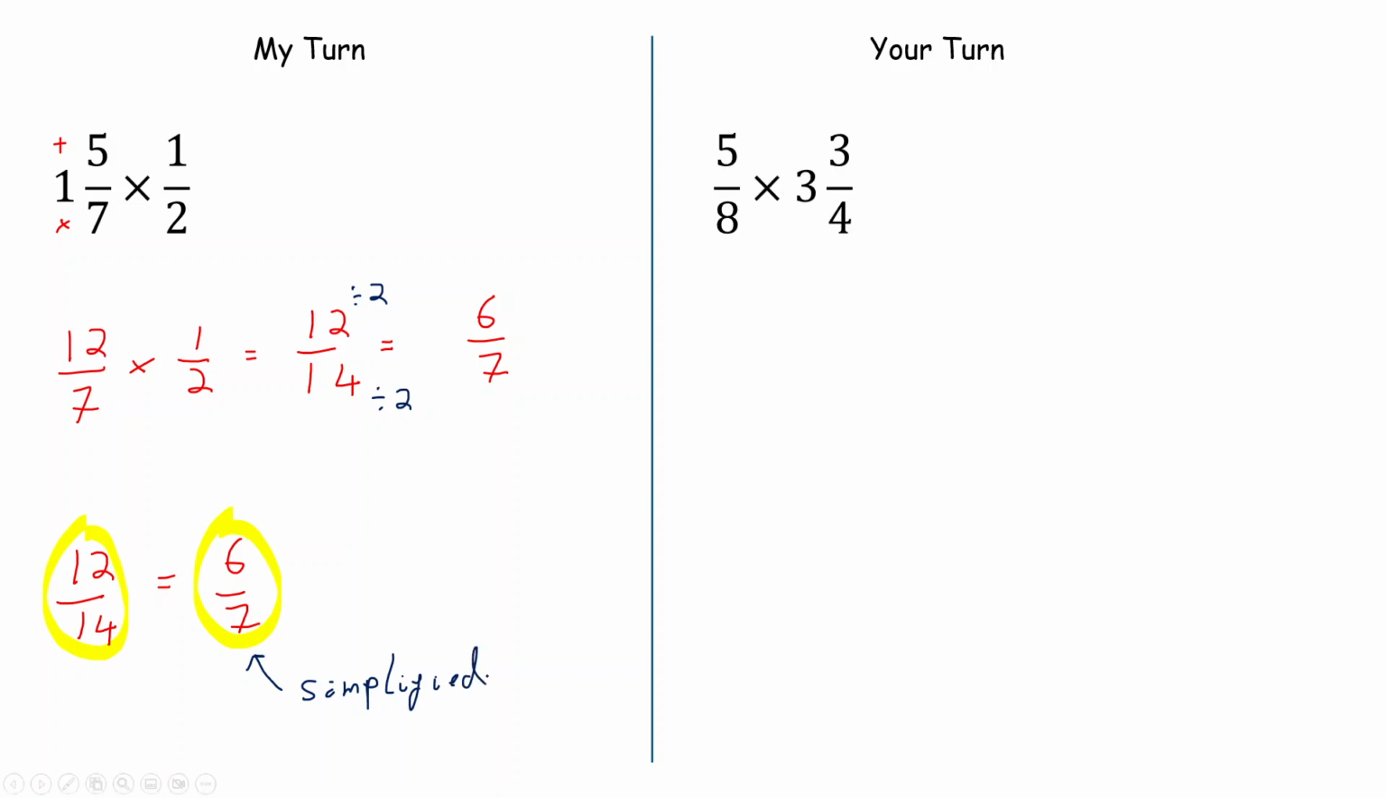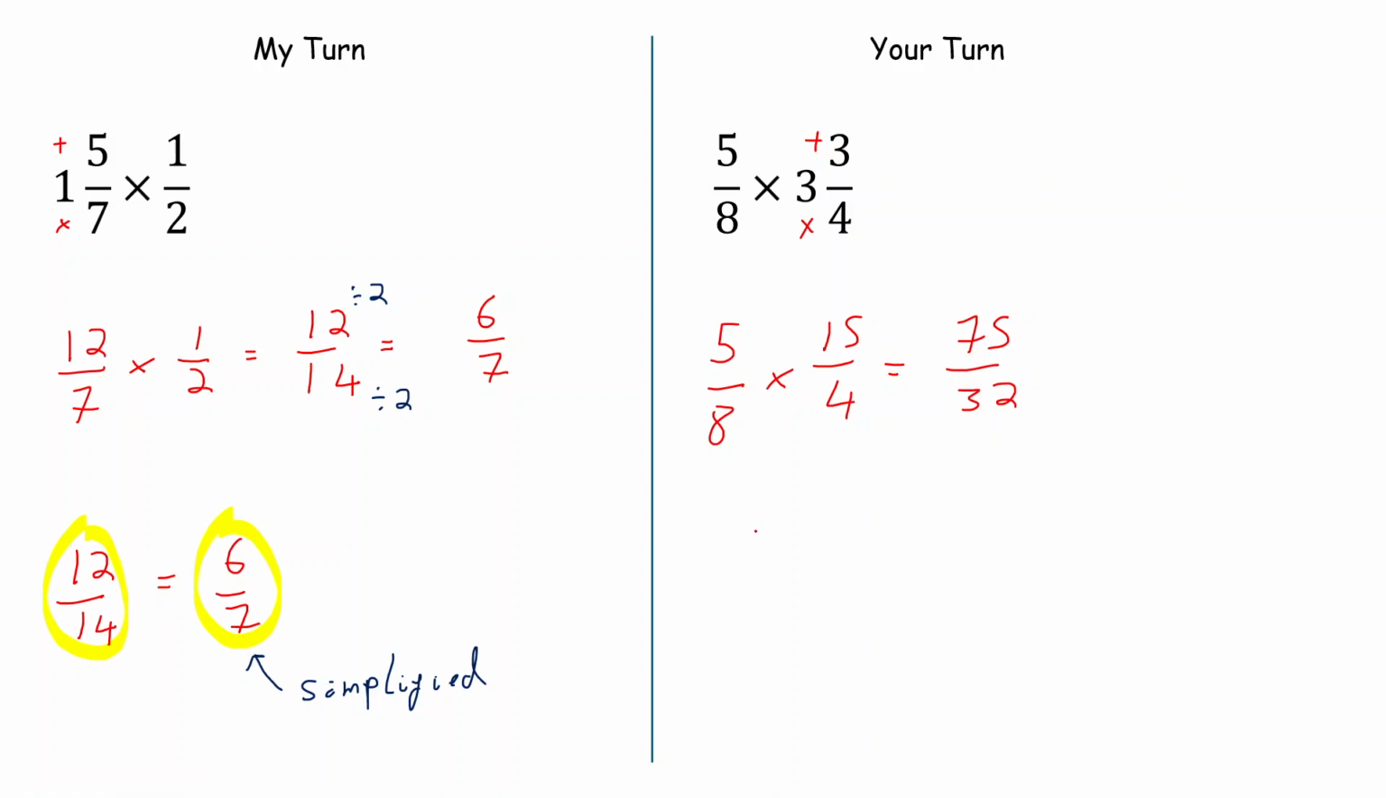There we go. Good, so you can now go and try your turn, pause the video, and then I will go through that one. So again, begin by getting the mixed number into an improper fraction by timesing those together and adding those. So keep the first one the same, so 5 over 8, and you're timesing it by 4 times 3 is 12, add the 3 is 15 over the bottom, which is 4. Now, 5 times 15 is equal to 75 over 8 times 4 is 32. And in this example, I'm pretty sure you can't simplify. Let me just think. You can't. So that is your answer.